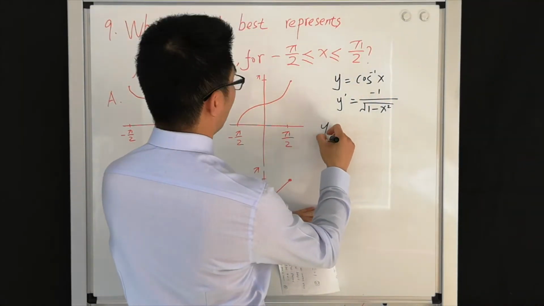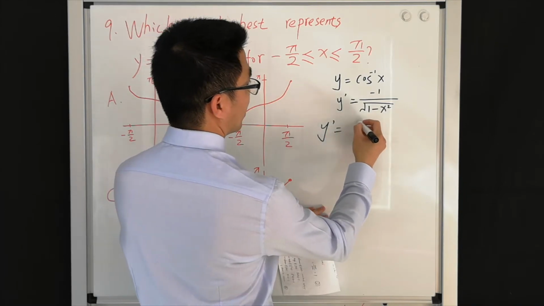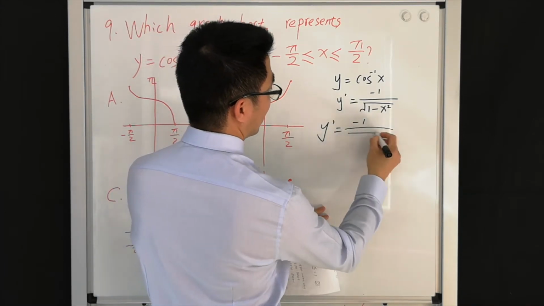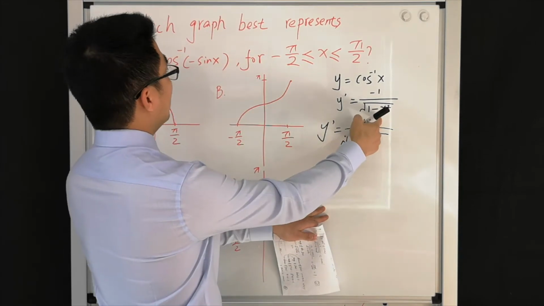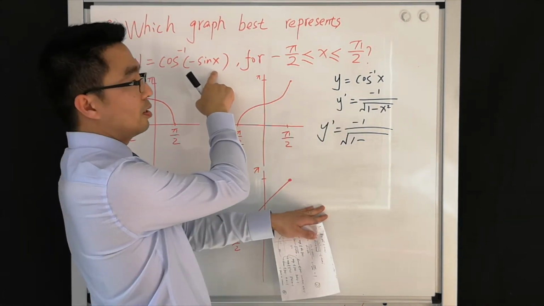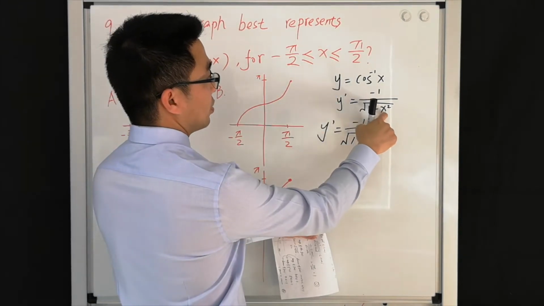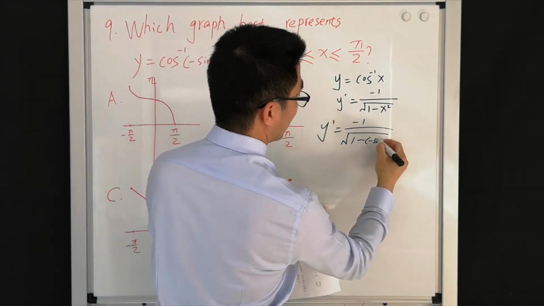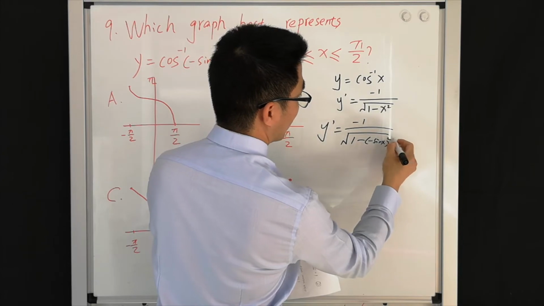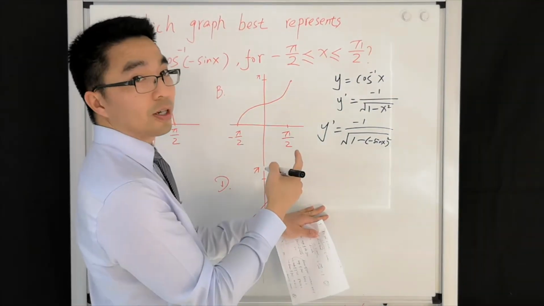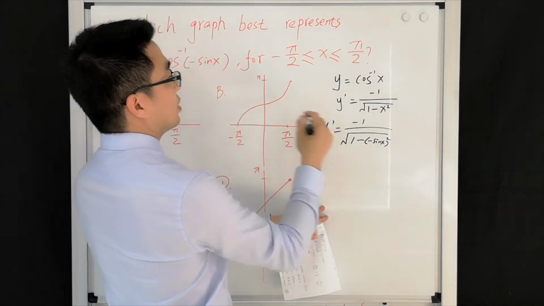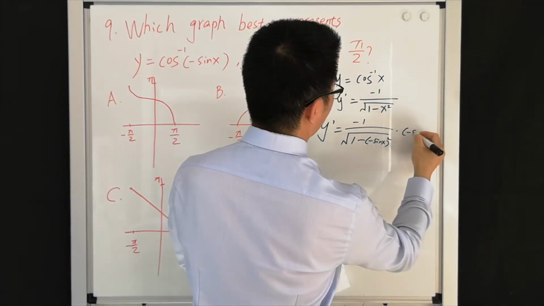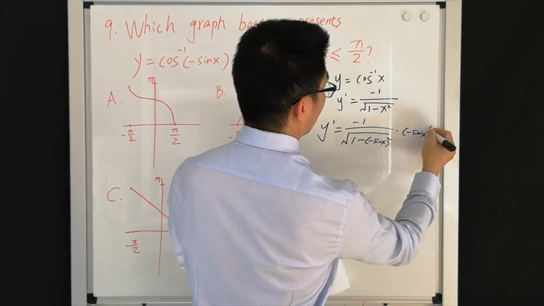Okay, for y dash equal to negative 1 over the square root of 1 minus this x in here, which is negative sin x. So we put negative sin x into this x. So we have negative sin x squared. And don't forget we should use the chain rule for this term, times negative sin x dash.